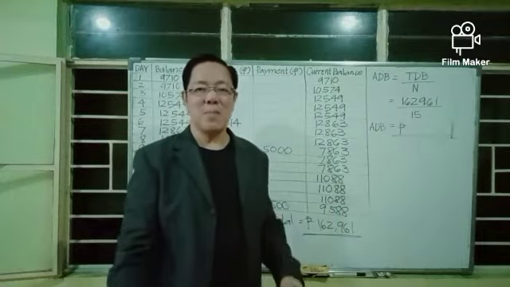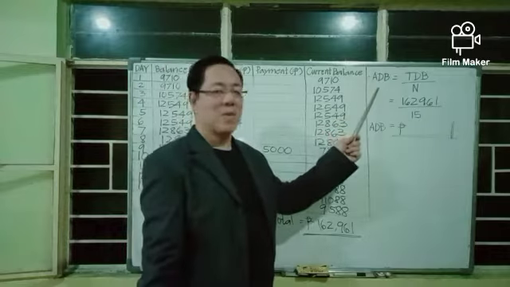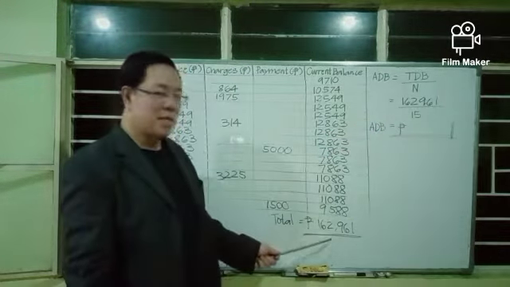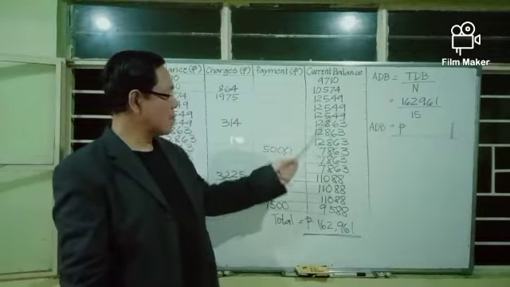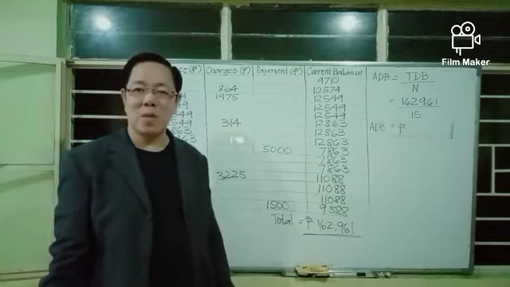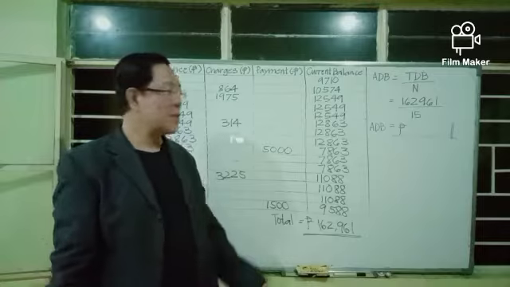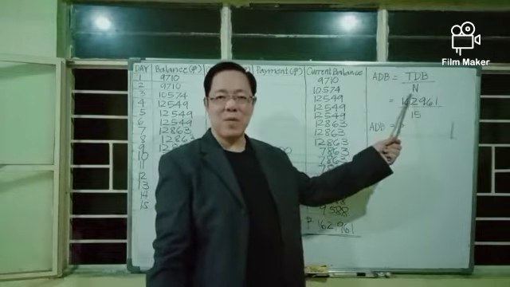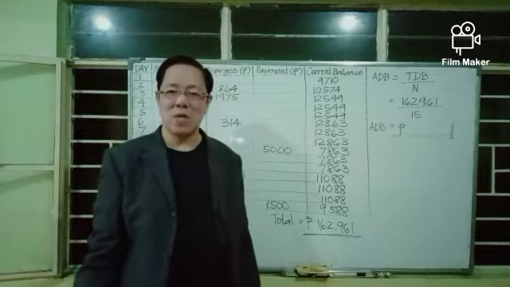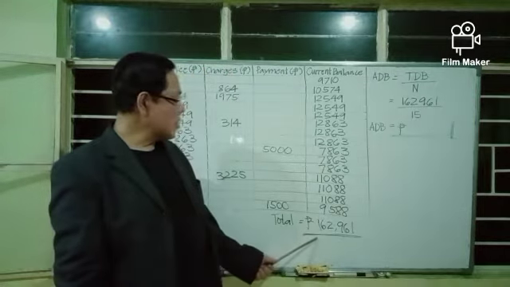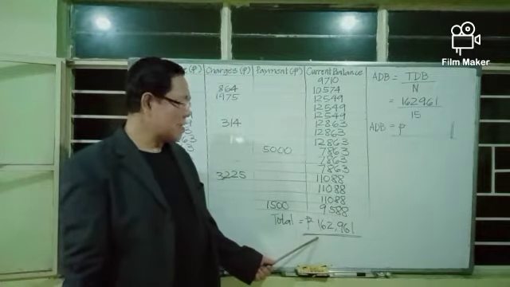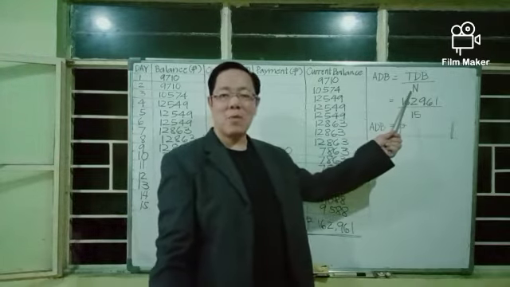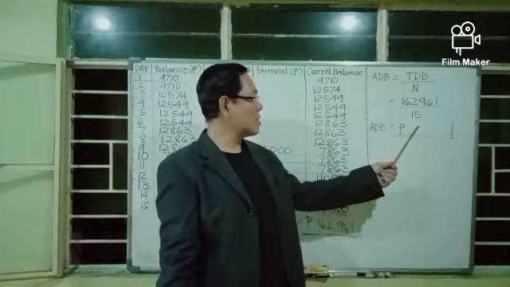The average daily balance is computed using this formula. The total daily balance is the sum of the daily balances over the billing period, divided by capital N, the number of days in the billing period, which in our example is equal to 15 days. Our total daily balance is 162,961, and the number of days in our billing period is 15 days.